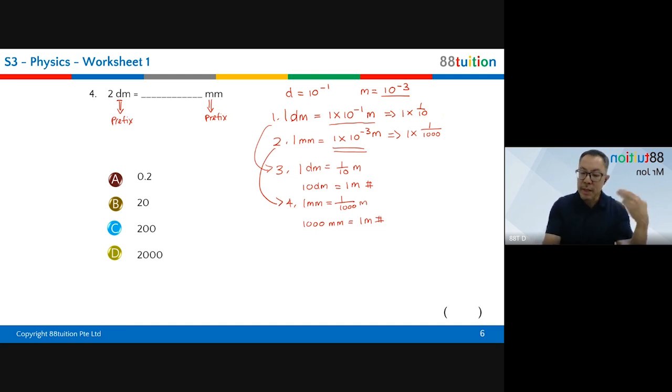Understand? That means if 10 dm equals to 1 meter, and 1000 mm also equals to 1 meter, I can say that 10 dm equals to 1000 mm. Right?